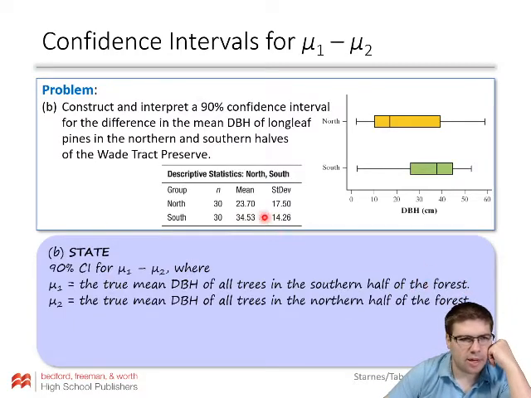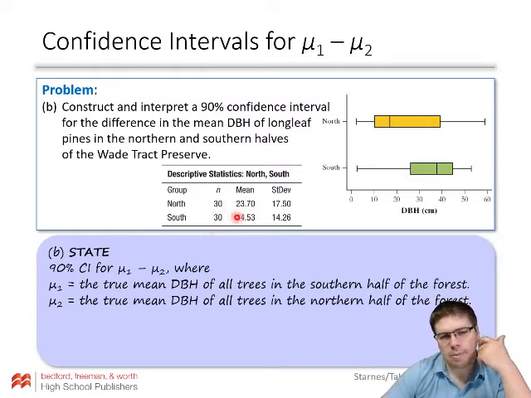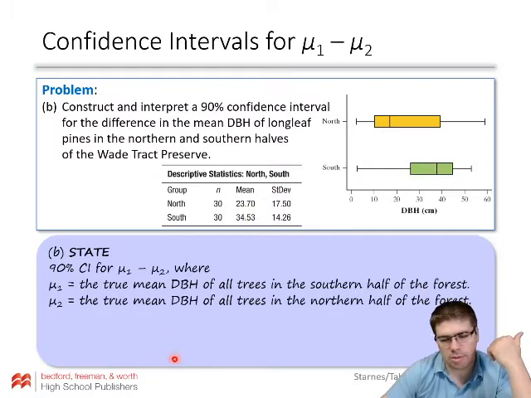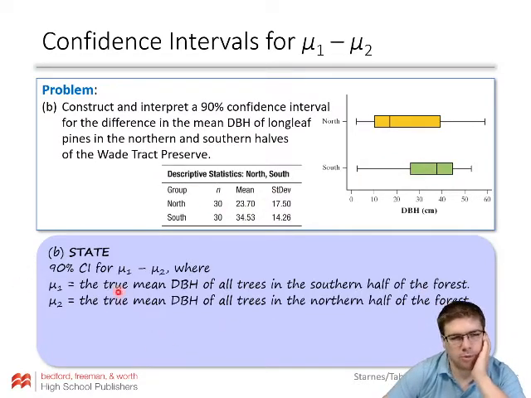I don't know why they went with that first. I would have done north minus south just because that's the order they put them in. But I guess this will keep it positive, right? So south, since the southern ones seem to be bigger, this will keep the difference positive. So that might be one argument for it. But technically, you could do it either way if they don't specify. And whereas mu2 is the true mean DBH of all northern ones.